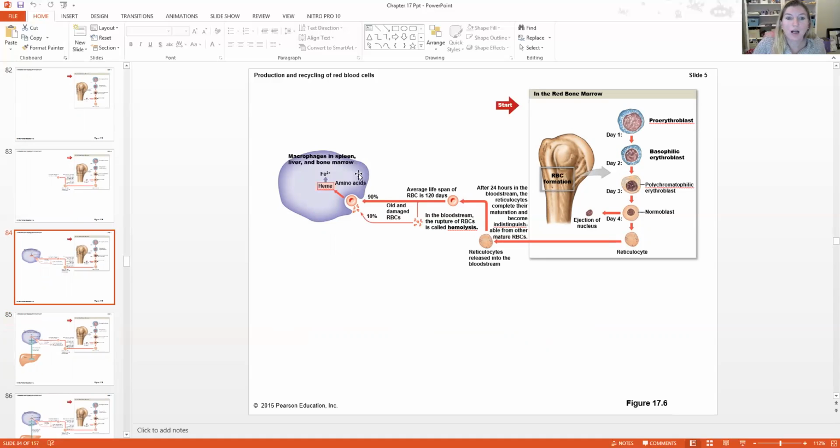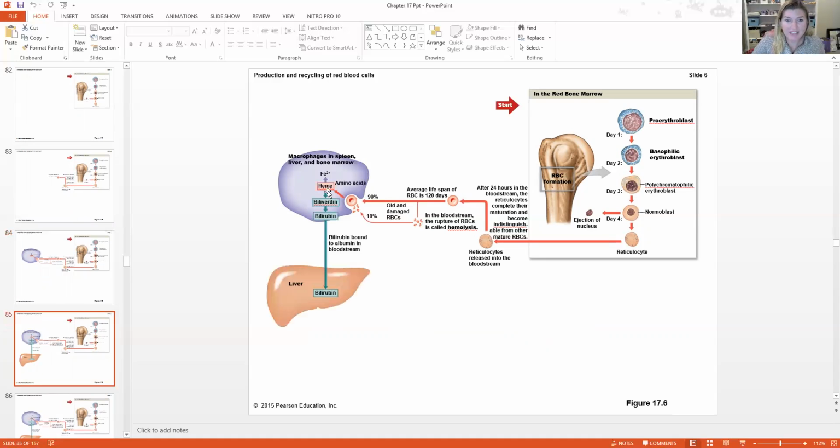The heme is then converted into biliverdin. Biliverdin is converted into bilirubin. Bilirubin binds to albumin, which is a plasma protein. Think of plasma proteins as like a little boat. So bilirubin is riding in this little albumin boat to the liver.